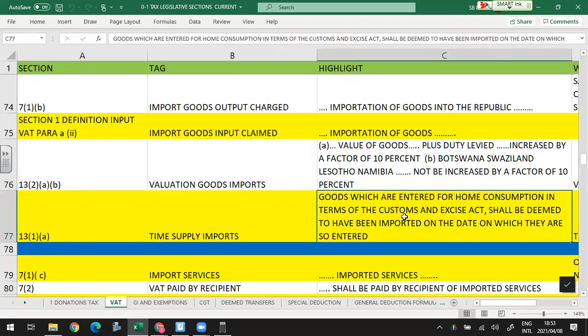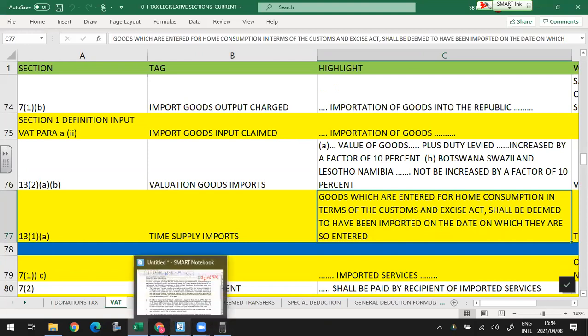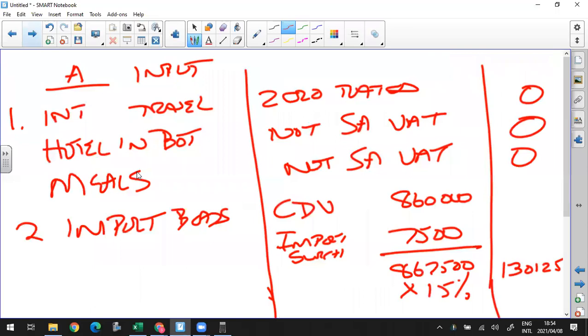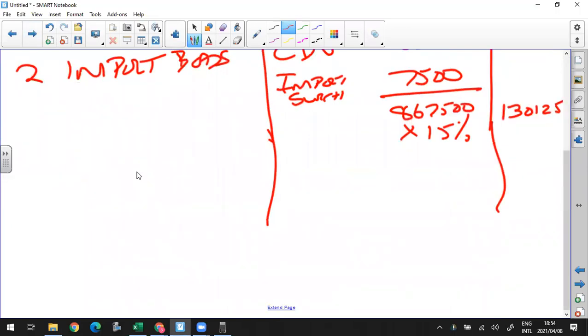Goods which are entered for home consumption in terms of the Customs and Excise Act shall be deemed to have been imported on the date they are so entered. So what date did they come into the country? 30 August. Therefore, you're going to account for it on 30 August. That's your time of supply. Are you guys comfortable with that? So if you needed to do something. Next one.